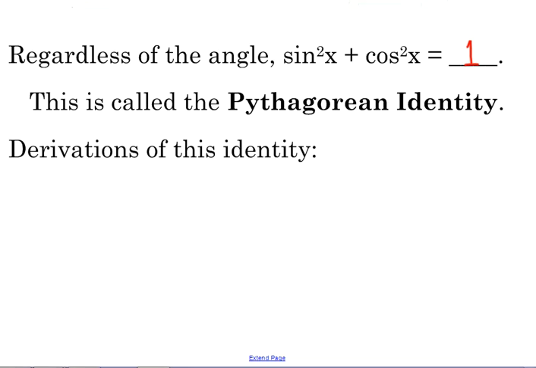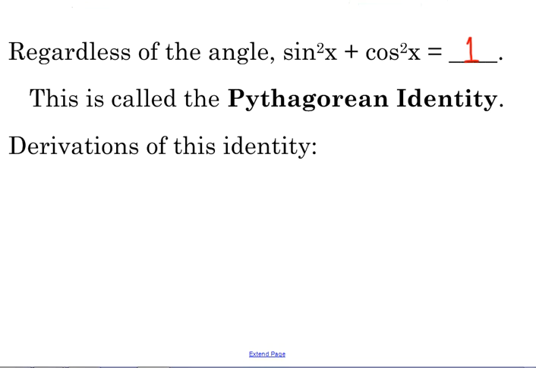So some derivations of this identity we may need to use. So we've got sine squared plus cosine squared is equal to 1. If we take that entire equation and divide it by sine squared, which we are allowed to do, because as long as we do it to the left side of the equation and to the right side of the equation, you haven't actually changed anything. Okay, when we simplify this, sine squared divided by sine squared is 1.